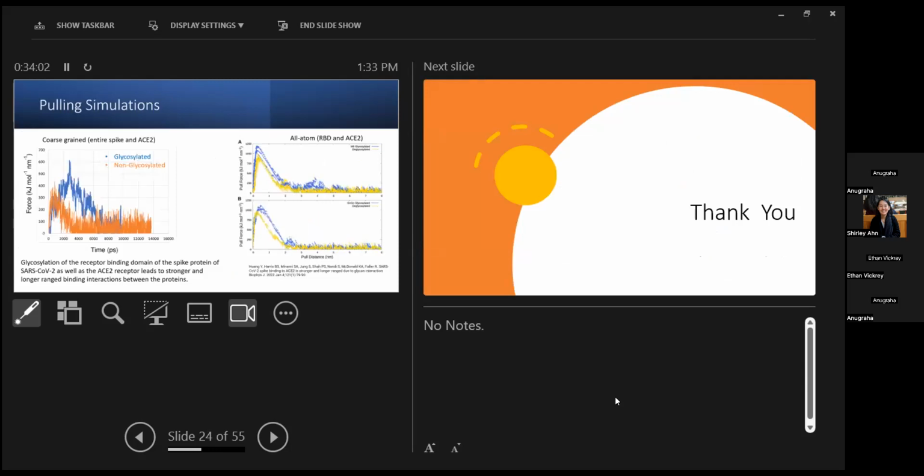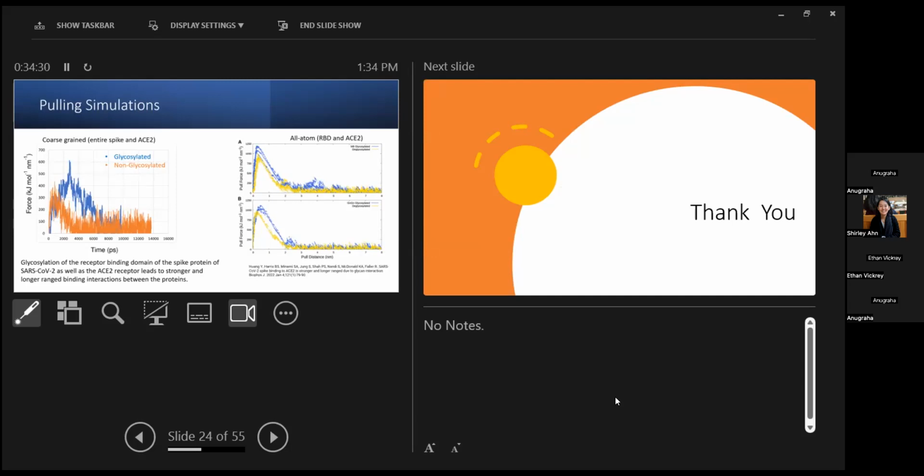So these are the pulling simulations. When I say pulling simulation, it is steered MD. You have 2 atoms attached to a spring and you pull one away from the other. What it essentially tells us is how strong the interaction is between one molecule and the other. If there is a lot of hydrogen bonding and other interactions, it requires a larger force to pull them apart.